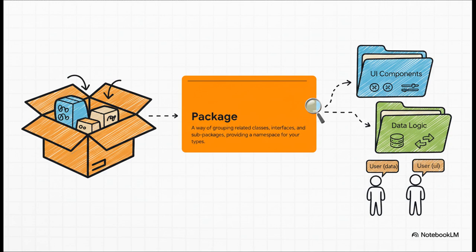At its heart, a package is really just a container. It's a way of grouping your code. You know, you'd put all your user interface code in one place and all your database logic in another. This grouping, which we call a namespace, is what makes it possible to have a class called user in your data package and a totally different class, also called user, in your UI package, with no confusion.